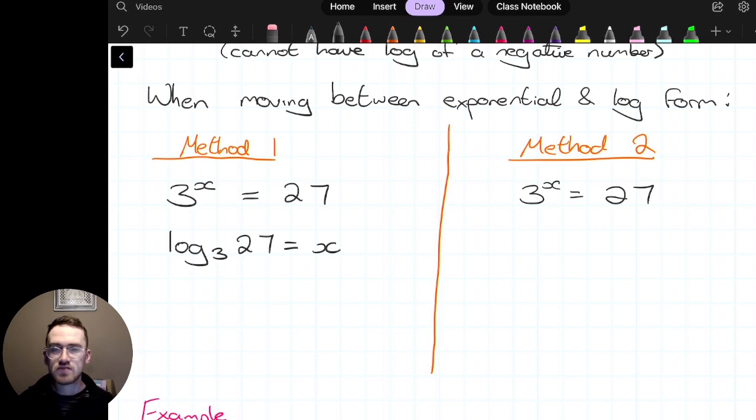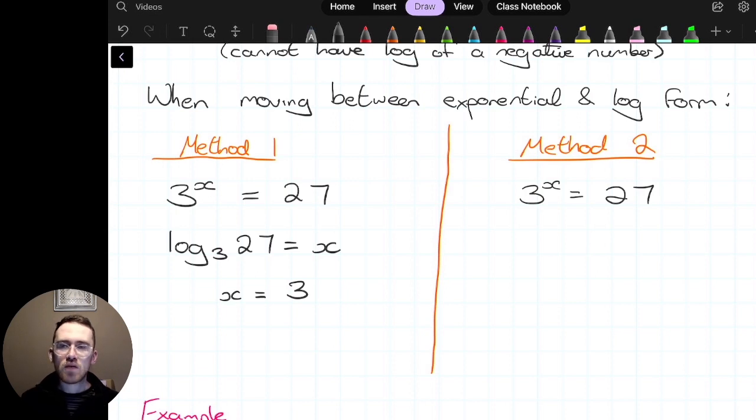So instead of writing 3 to the power of x is equal to 27, we're saying log to the base 3 of 27 is equal to x. And then at that point, we could use our calculator. We could type this into our calculator, or we could simply know the answer for ourselves, and we get that x is equal to 3. Okay, because 3 to the power of what is 27? It's obviously 3 to the power of 3.